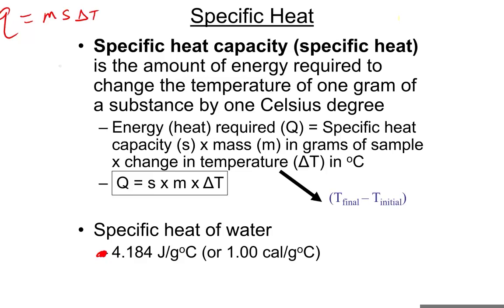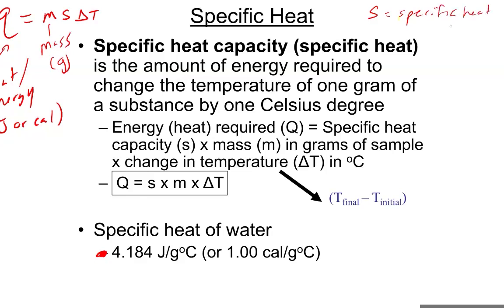Q is our heat, our energy, and it typically has units of either joules or calories, in this case lowercase calories. M in this case is our mass, and it typically has units of grams. S is actually our specific heat capacity. And it is the one that actually has 3 units associated with it. It is either joules per gram per degree Celsius or calories per gram per degree Celsius. So those are the common units for S.